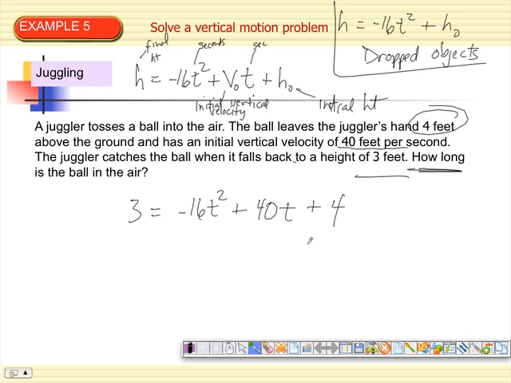Use what? Quadratic formula. Probably the easiest way in this case. Use the quadratic formula, but first you have to make it equal to 0. Minus 3, minus 3, 0. Negative 16t squared plus 40t plus 1. Use the quadratic formula to solve for t.